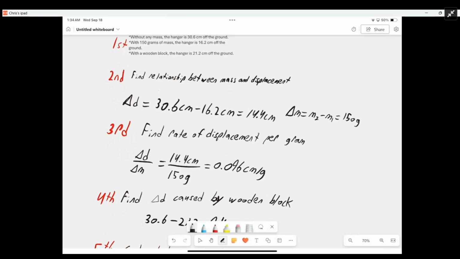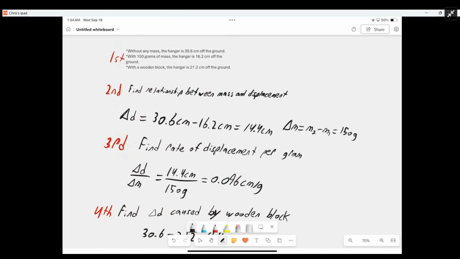We're first going to find the difference in the displacement, which is delta D. Delta means difference. Some people don't know that. The difference in displacement between the hanger displacements when there is no mass and when there's a mass of 150 grams. So we had 30.6 centimeters minus 16.2 centimeters, which ends up with a difference of 14.4 centimeters.